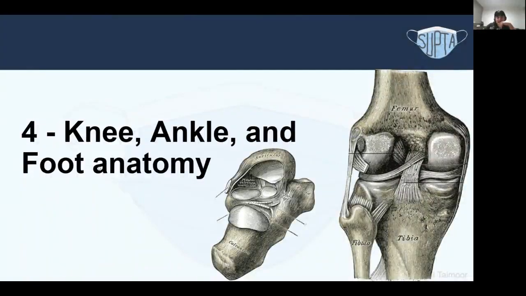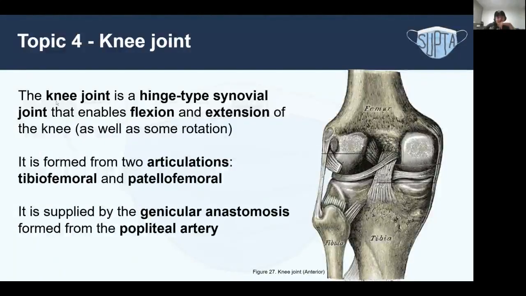Now we're going to go over the knee, ankle, and foot, but it won't be in too much detail for the foot and the ankle. It'll be more focused on the knee. So here's the knee joint. It's a hinge type, meaning a hinge like a door. It's a synovial joint, and it enables mainly flexion and extension, but also some rotation. This is a more stable joint compared to the hip, right? It's got a lot of ligaments, externally and internally, or deeper.